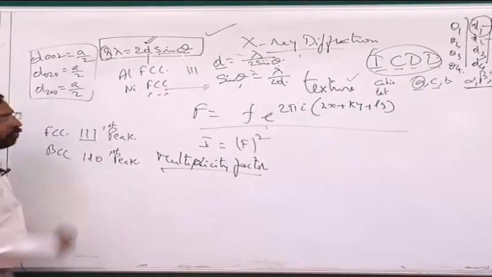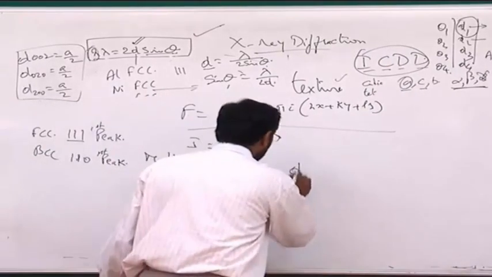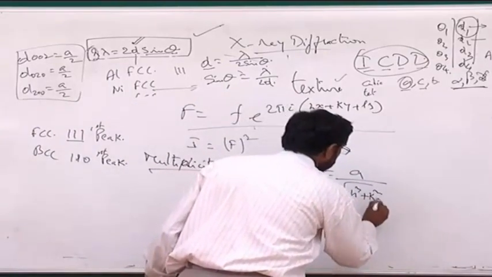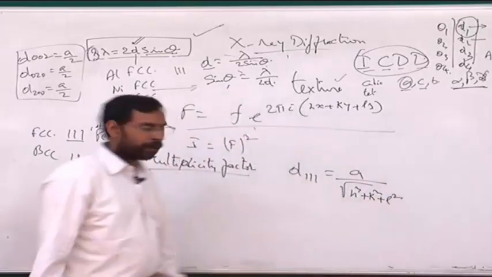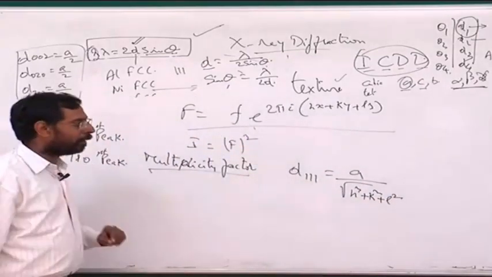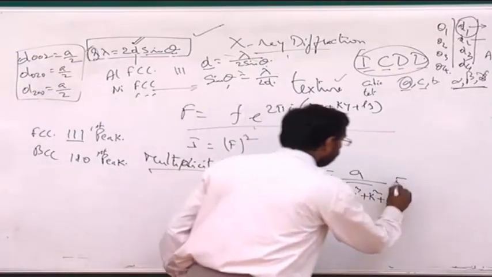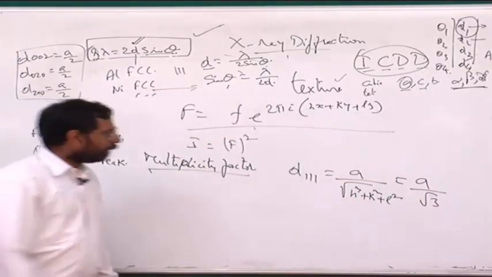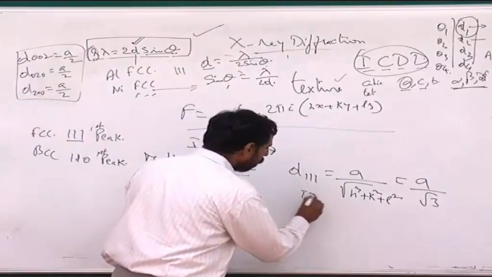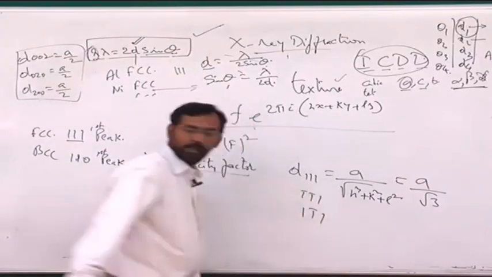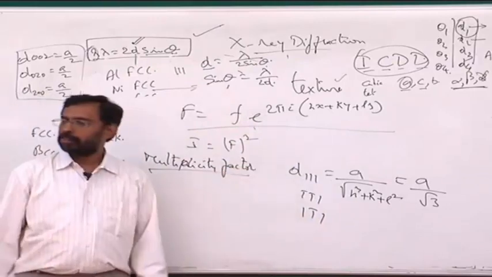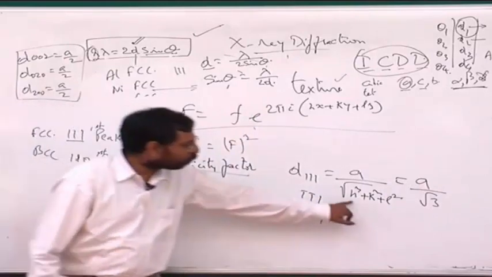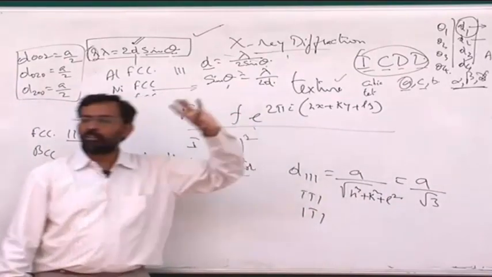But if you look at this 111 peak, D of 111 is A by under root h square plus k square plus l square. For a given FCC material, I can find out this by putting A by square root 3. Now, instead of 111, if I take bar 1 bar 1 bar 1 or 1 bar 1 1 and so on, for all of them it is A by root 3 only, because it's all squares. Once I am squaring it, all the negatives vanish.